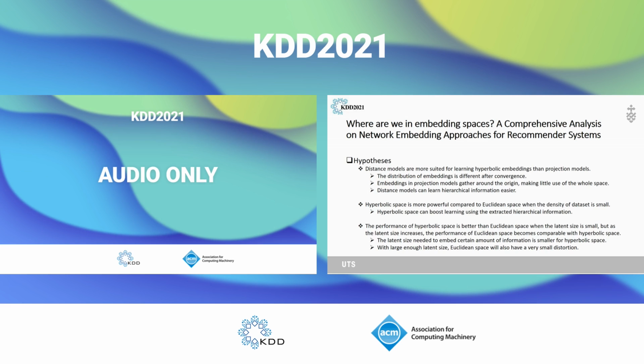Therefore, distance models should be a better choice for learning hyperbolic embeddings rather than projection models. Second, we think hyperbolic space is more powerful compared to Euclidean space when the density of the dataset is small. Hyperbolic space is naturally capable of extracting the hierarchical information from datasets. It can use such hierarchy to help learn the node embeddings more effectively. Therefore, it can have a relatively good performance even when the density is low.